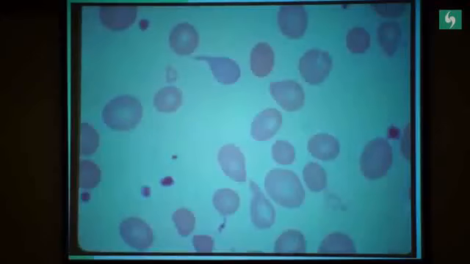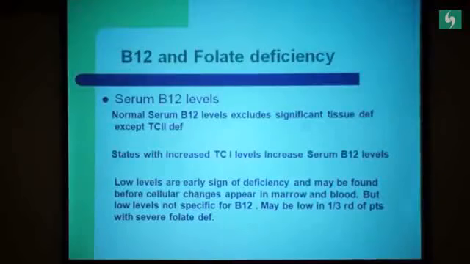So this is a hypersegmented neutrophil. See, 1, 2, 3, 4, 5, 6, 7, 8 lobes are there. So this is the way it typically looks. This is the way the slide will look. There are macrocytes, and look at the oval shape of the macroovalocytes. They are not only big, they are oval in shape.